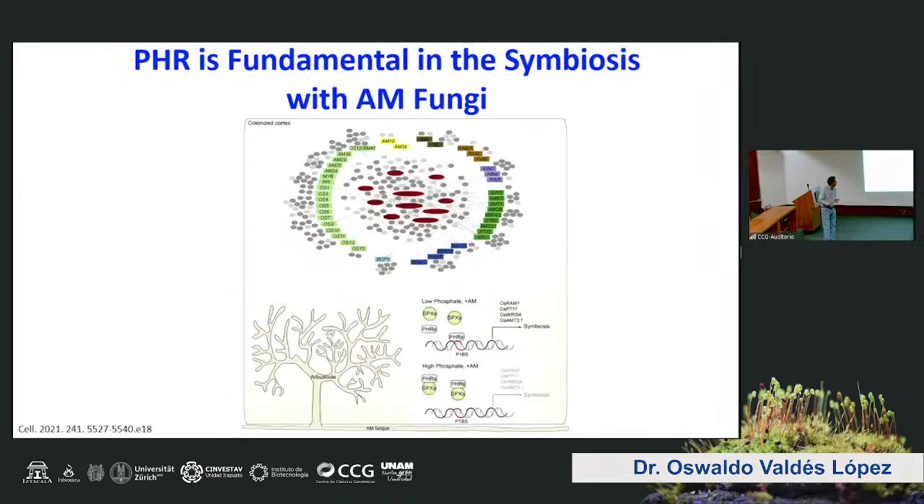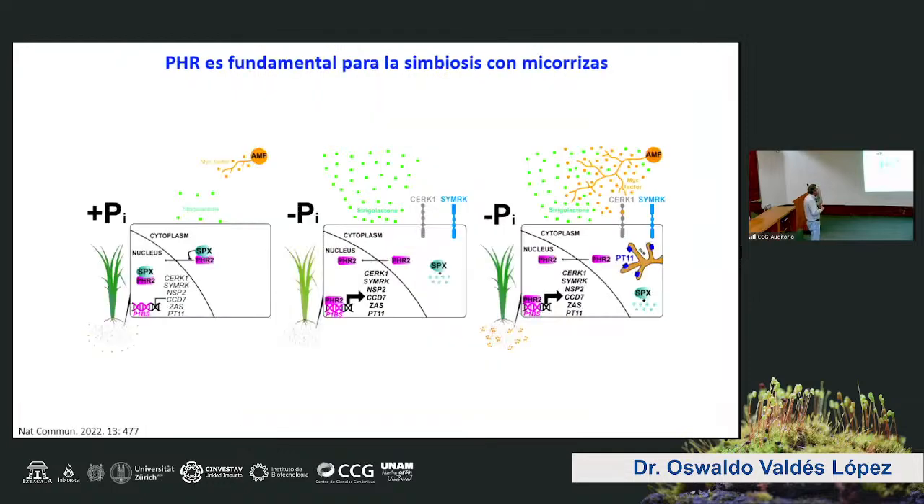But also, just almost 4 years back, there is a beautiful paper showing that PHR is an important player to sustain the symbiosis with arbuscular mycorrhizal fungi. But the most interesting, at least from my perspective, is that PHR is required to activate CMARK or DMI2.